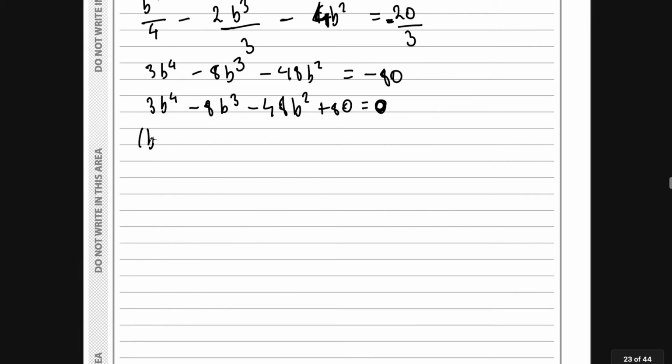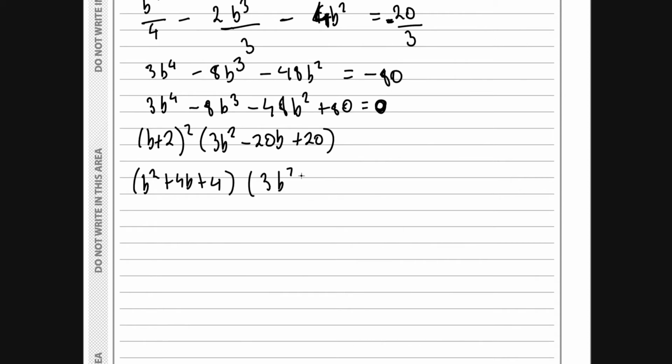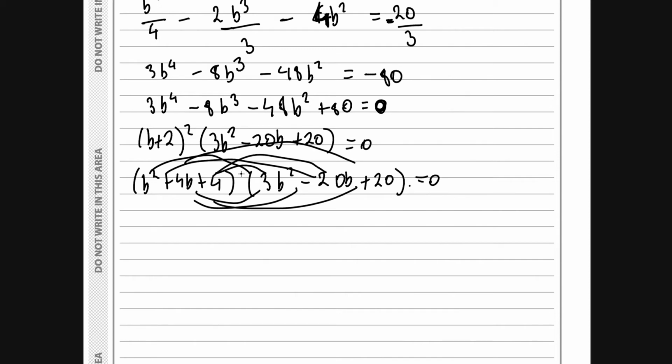So the expression above was b plus 2 squared multiplied by 3b squared minus 20b plus 20. I'm going to be expanding this out first, and that should give us b squared plus 4b plus 4, and that is multiplied by 3b squared minus 20b plus 20. And just remember the fact that this is equal to 0. And now I'm going to be multiplying this out, term by term, making sure that each term is being multiplied in this expansion.